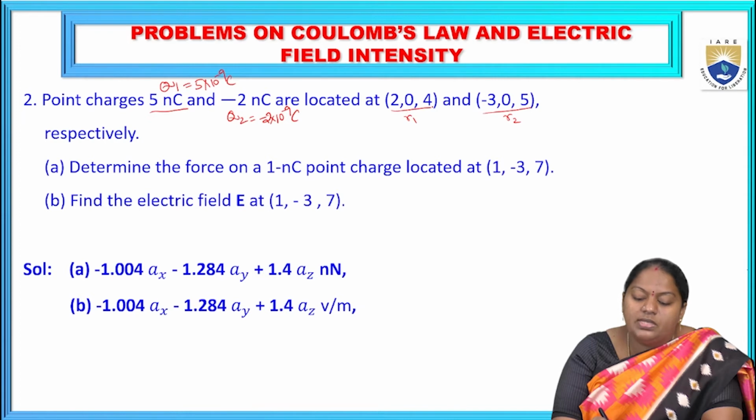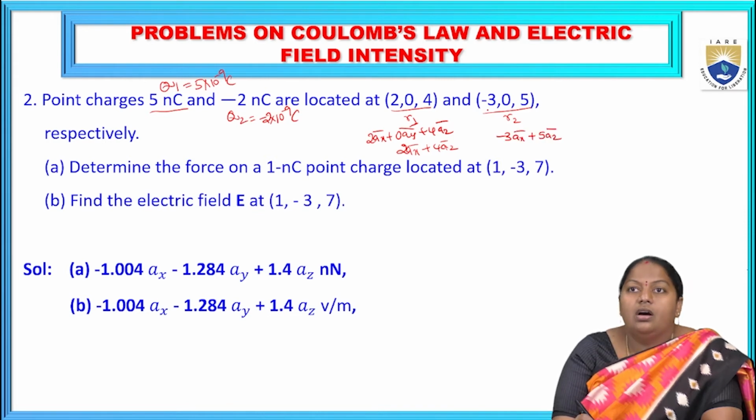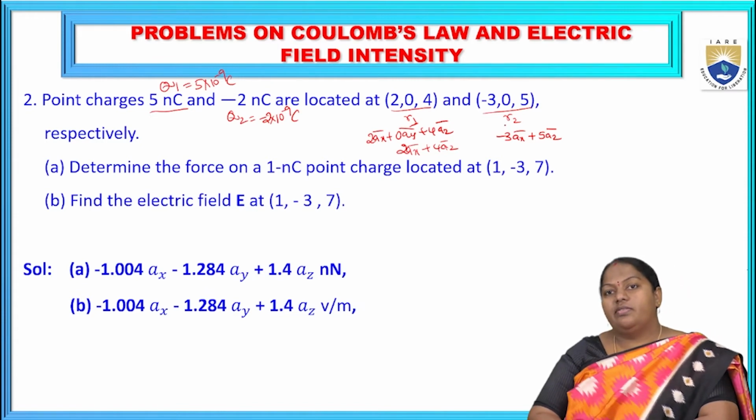So R1 equals (2, 0, 4) and R2 equals (-3, 0, 5). If you want to express these in vector form with magnitudes, R1 can be written as 2aX plus 0 into aY plus 4 into aZ, meaning 2aX plus 4aZ is the value of R1. Similarly, (-3, 0, 5) is the value for R2, which we can write as -3aX plus 5aZ. And we didn't have any Y value, because its magnitude is given as 0.